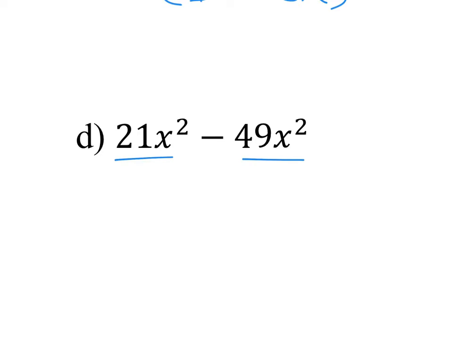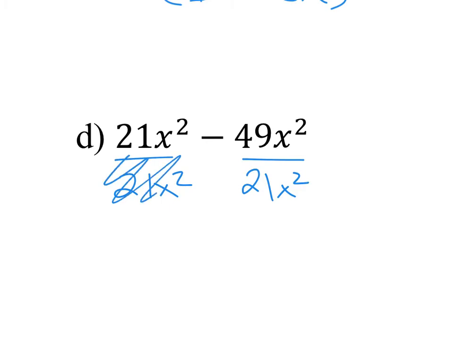21 and 49. So let's see. 21x squared minus 49x squared. You want to, I guess, because you're in this mode right now, we want to try a 21, right? And we want to take out 2x squares. But do you notice something weird about this?